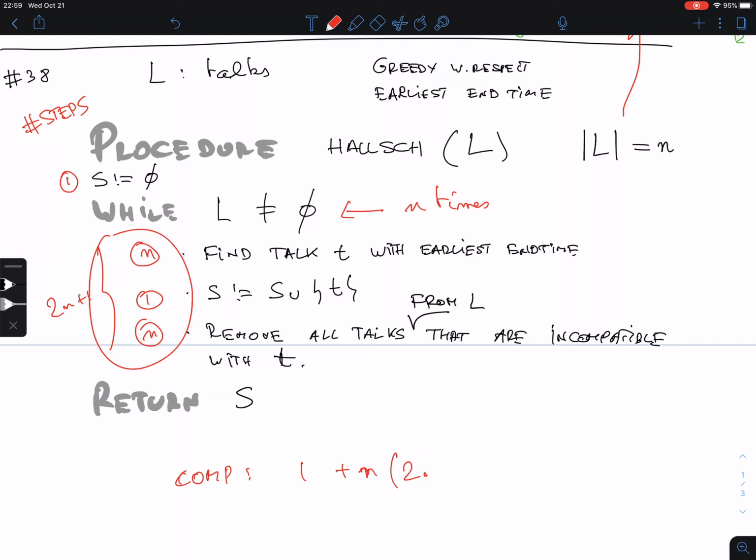That's 2n plus 1. So that is 2n squared. Oops. 2n squared plus n plus 1. Just rearranging, which all this doesn't matter. This means O of n squared. So this is polynomial time, quadratic time, as we now would say.